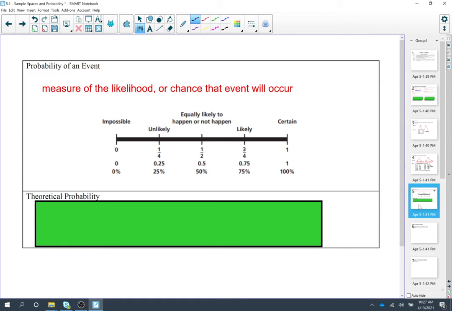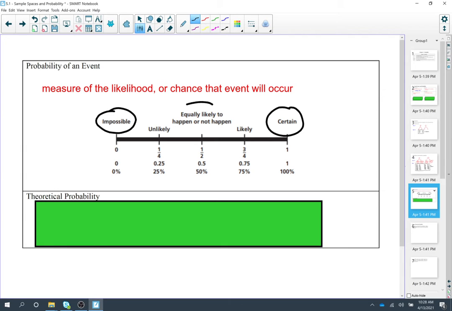When you're talking about probability, it ranges on a scale. If it is impossible, the probability of that event happening is absolutely 0. It can never happen. So on a six-sided die, the probability of rolling a 9 would be 0 because there's no 9 on that die. On the other side, we have certain, which is 1 or 100%. So if I asked what's the probability of rolling a number on a standard six-sided die, well, that's 100% because they're all numbers. Whatever you roll, you're going to get a number.